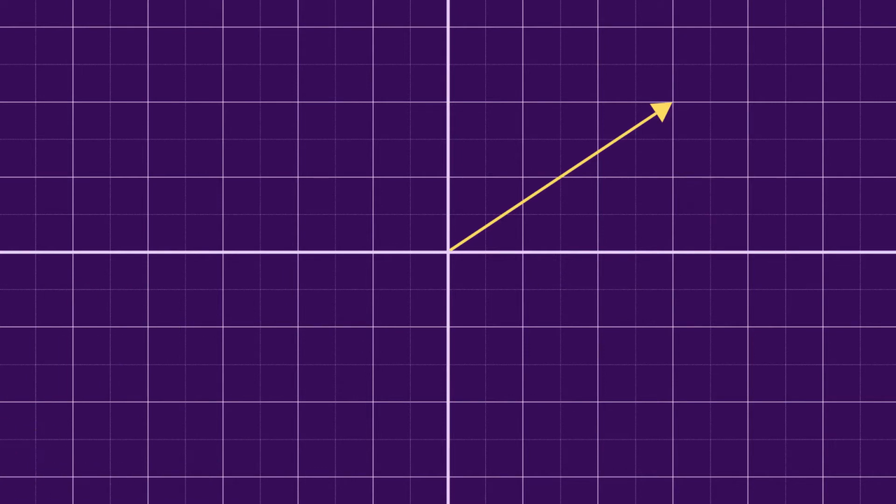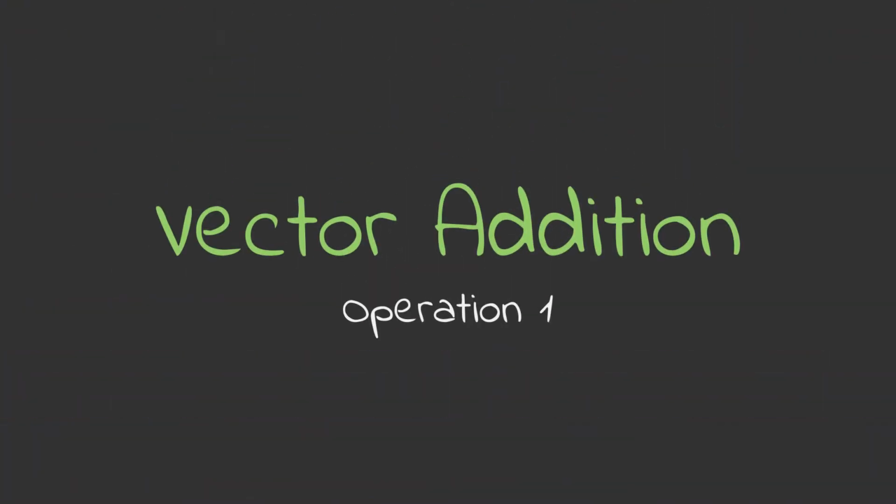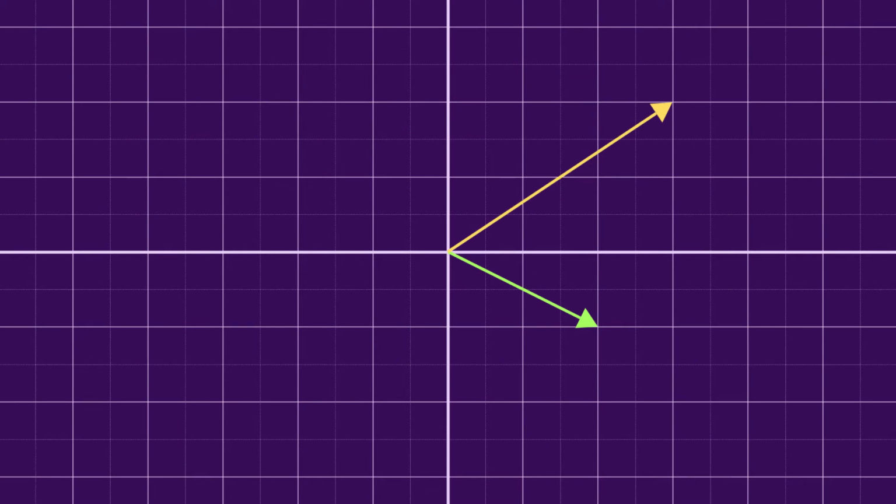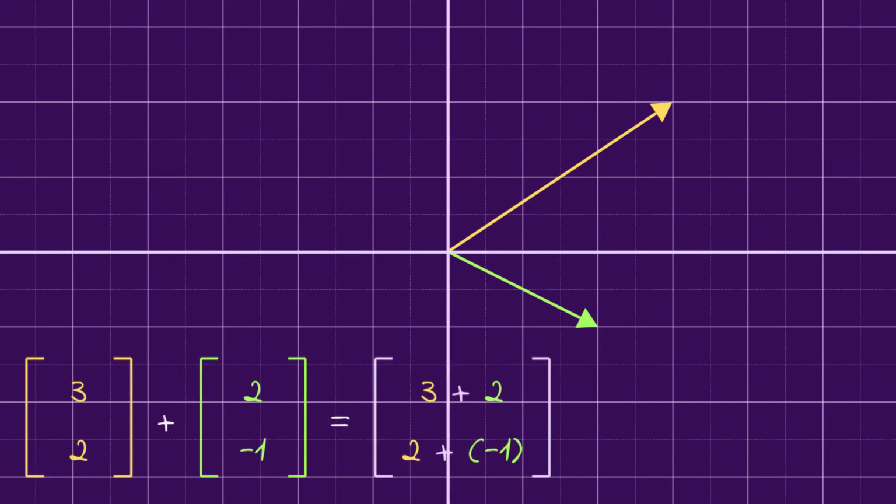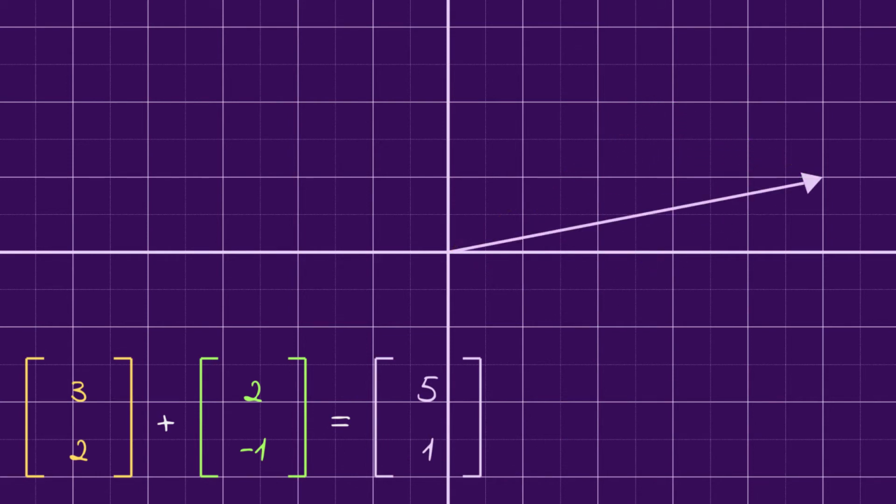One of the operations we can do with vectors is vector addition. In order to add two vectors, we simply add the corresponding values to get a new vector. You can reach the same answer by putting the tail of one vector into the other.